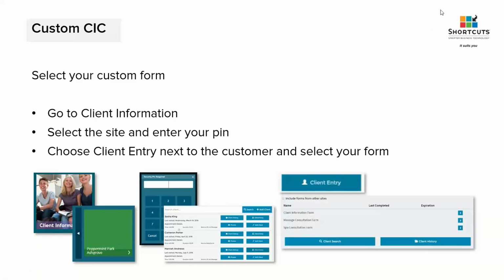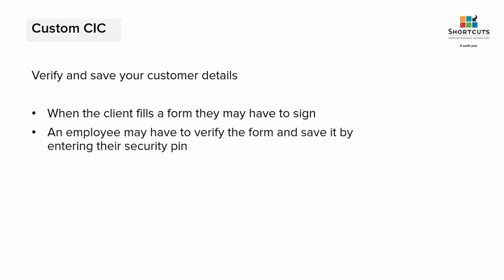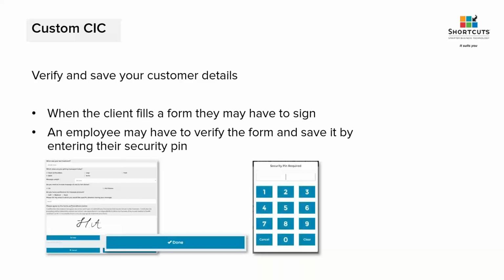So Shortcuts will show you, if you have multiple forms, which one you would like to fill in, and let you start updating the information. Depending on your security setting, if you require your staff to sign off on the form after the client completes it, then they'll enter their PIN again, or the customer can just save their changes if it's a simple form.